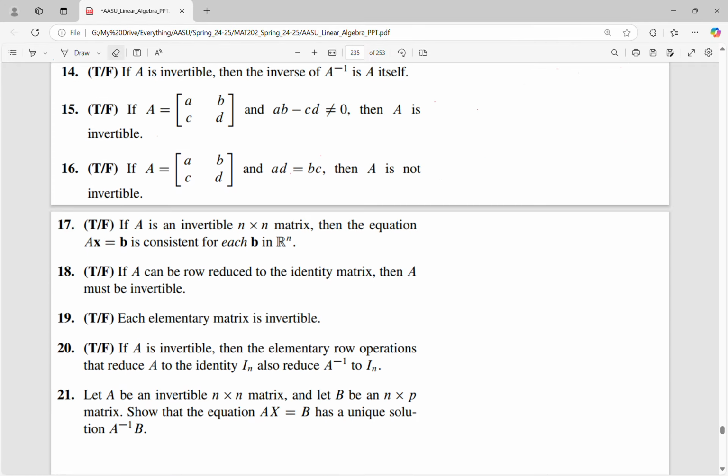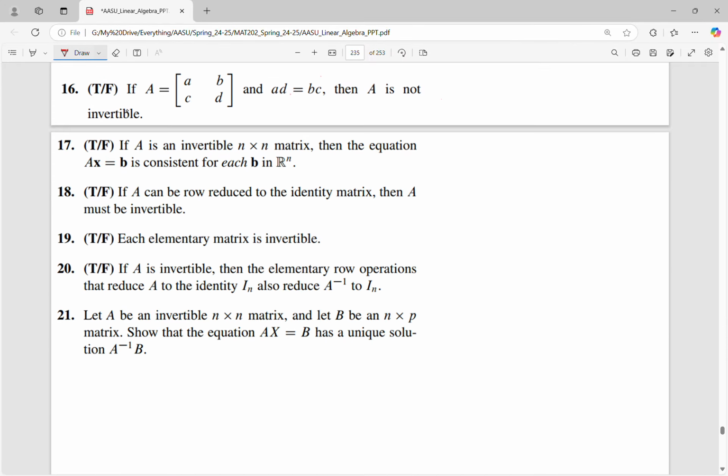Question 17. If A is invertible, then the equation is consistent. So I have AX equals B. I know that A is invertible. The question says, given this information, the system is consistent. It's always consistent. Is this correct? Let's think a little.